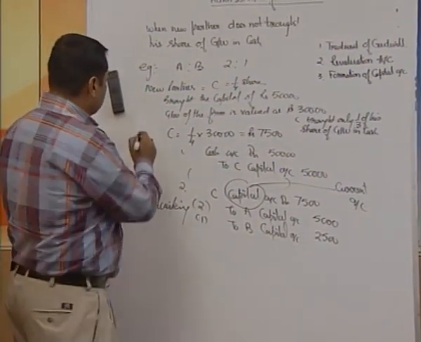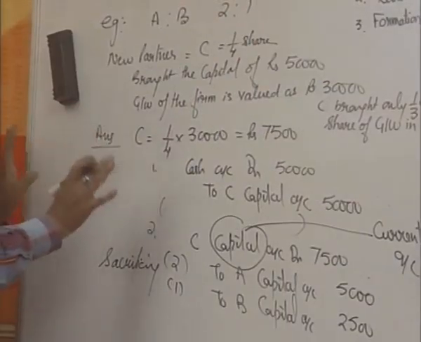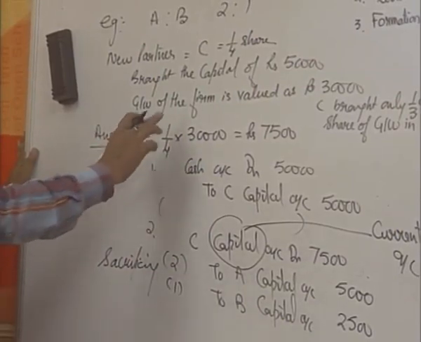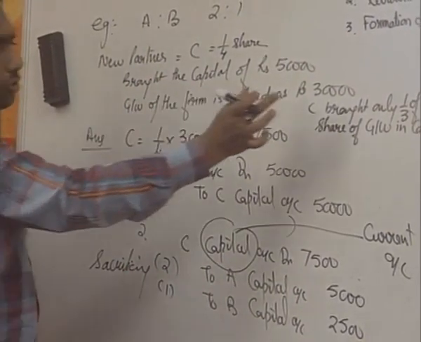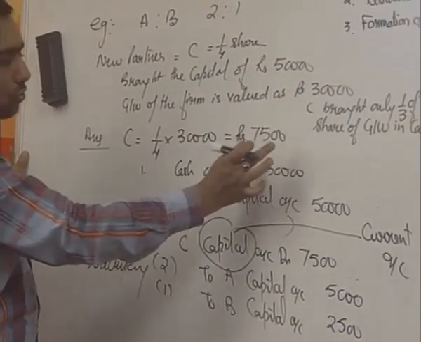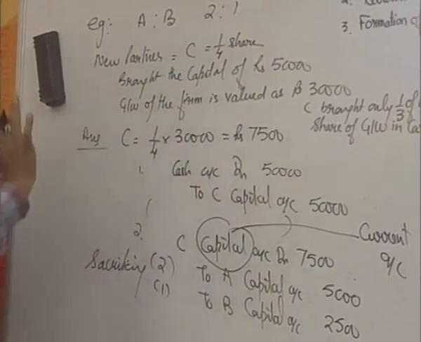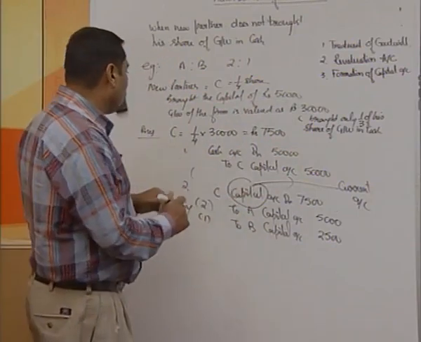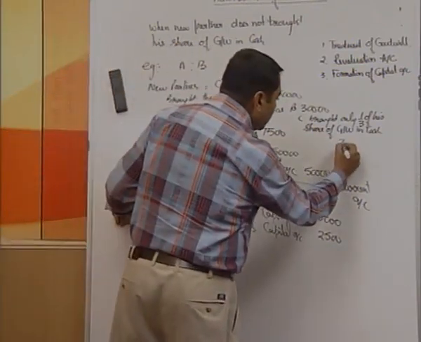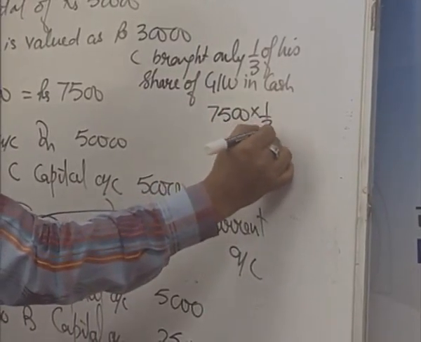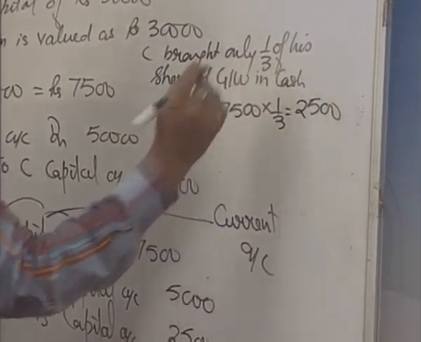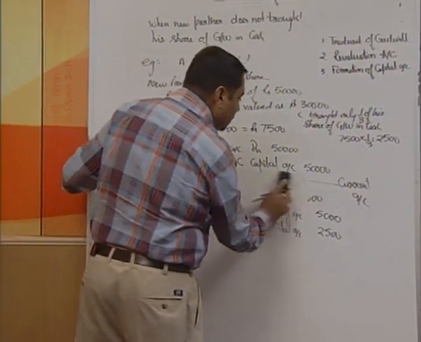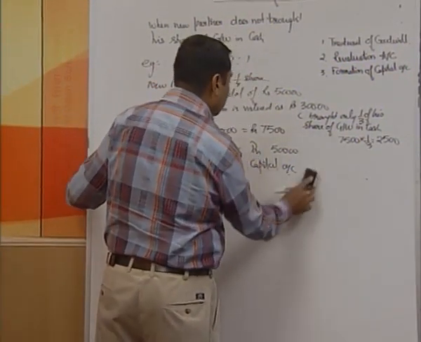This is the solution. We will start in the very same way. First of all, you are going to find the actual amount to be brought by C. C is going to join the business for 1/4 share, total goodwill is 30,000. So, C was supposed to bring 7,500 as a share of goodwill, but as the question says C is going to bring only 1/3 of goodwill in cash, you find out C's share. If 7,500 is the total goodwill, 1/3 of it is going to be rupees 2,500. So, this is the amount of cash brought by C, and he was not able to bring the rest of the amount, which was 5,000.